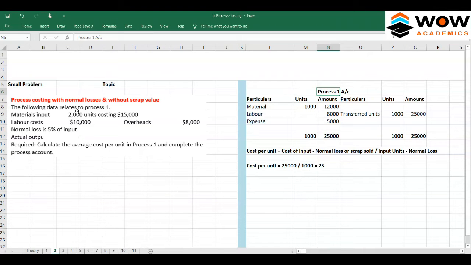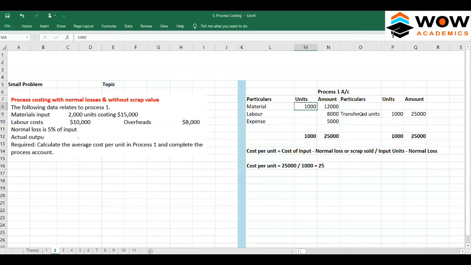The material input is 2,000 units costing 15,000. Labor cost is 10,000. Overheads is 8,000. Normal loss is 5% of input. Calculate the average cost per unit in process 1 and complete the process account. So this is going to be the actual output. And as this is process 1, there should be another process, so it's going to be only transferred units, right? But we'll work out the sum.